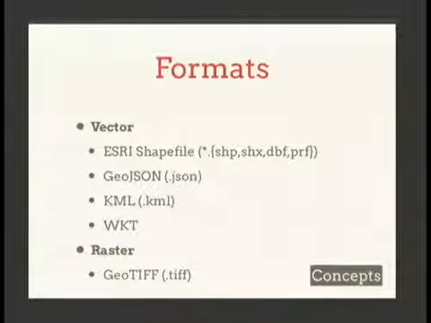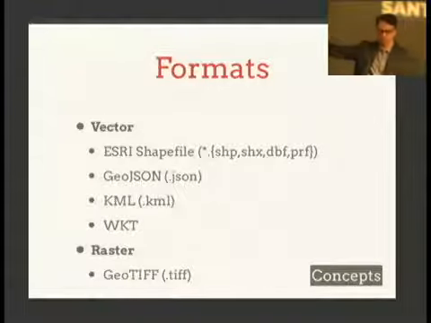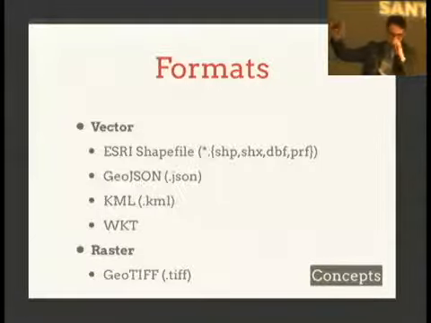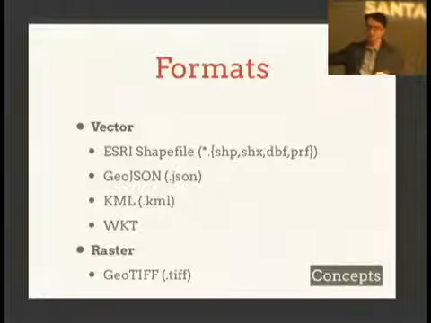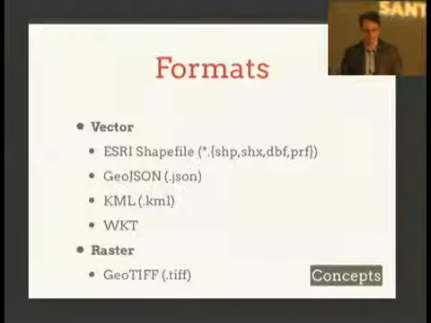The data about the geometric shapes is in the SHP. It's basically a pointer in the shapefile. The SHX is where the points actually live, and then the DBF would be where your attribute data is.